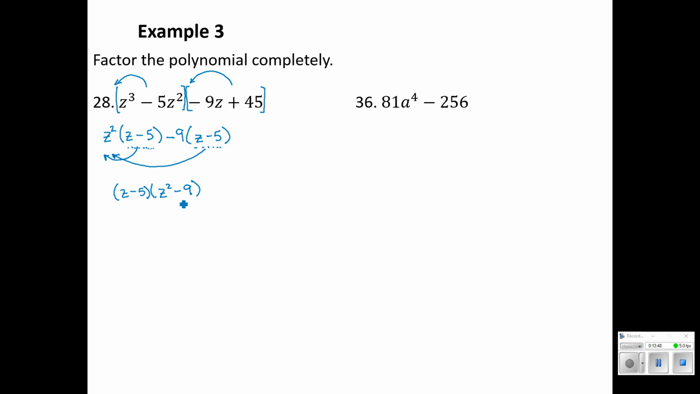All right, now it's not factored completely just yet. I notice that this z squared minus 9 is a difference of perfect squares. z minus 5, z plus 3, z minus 3 is fully factored.